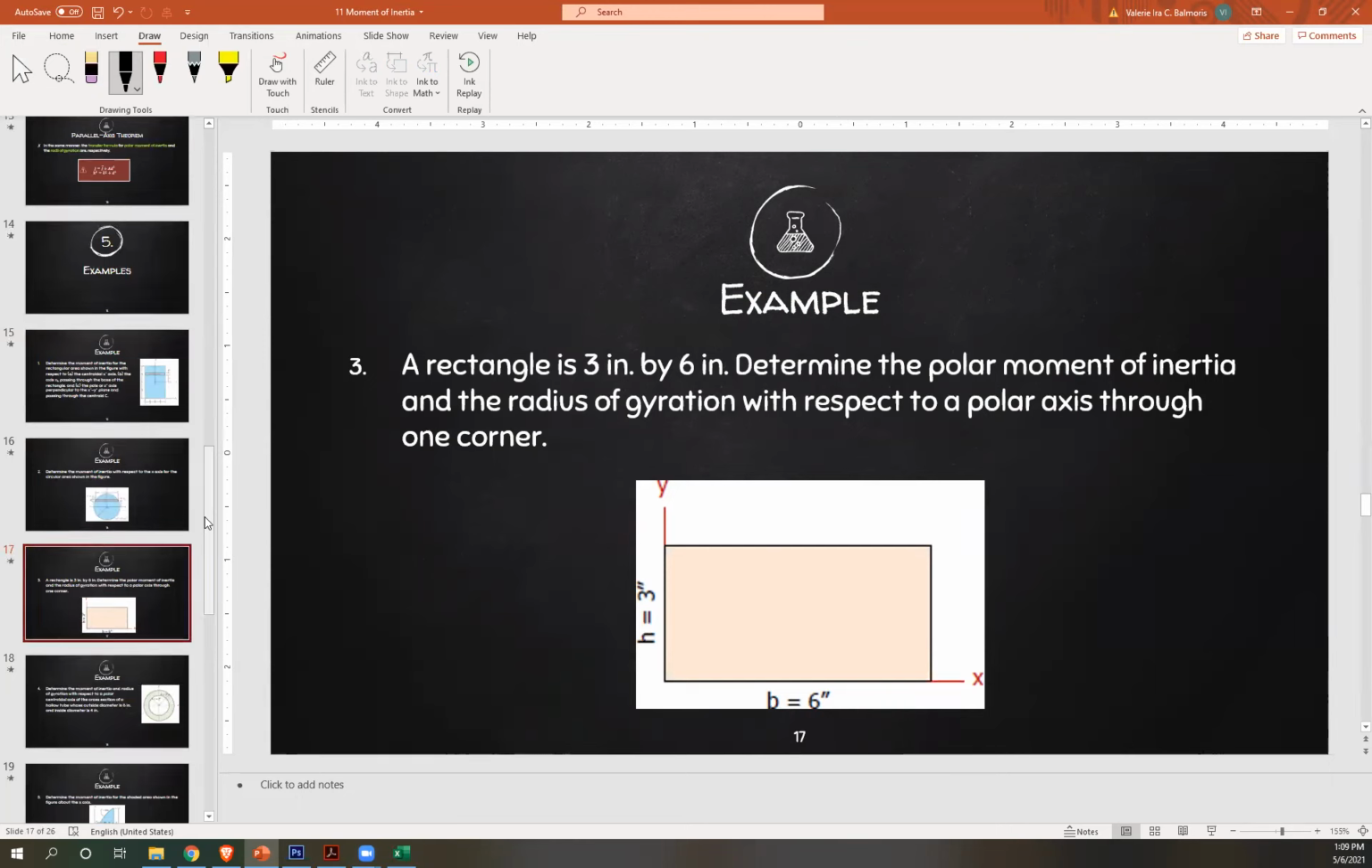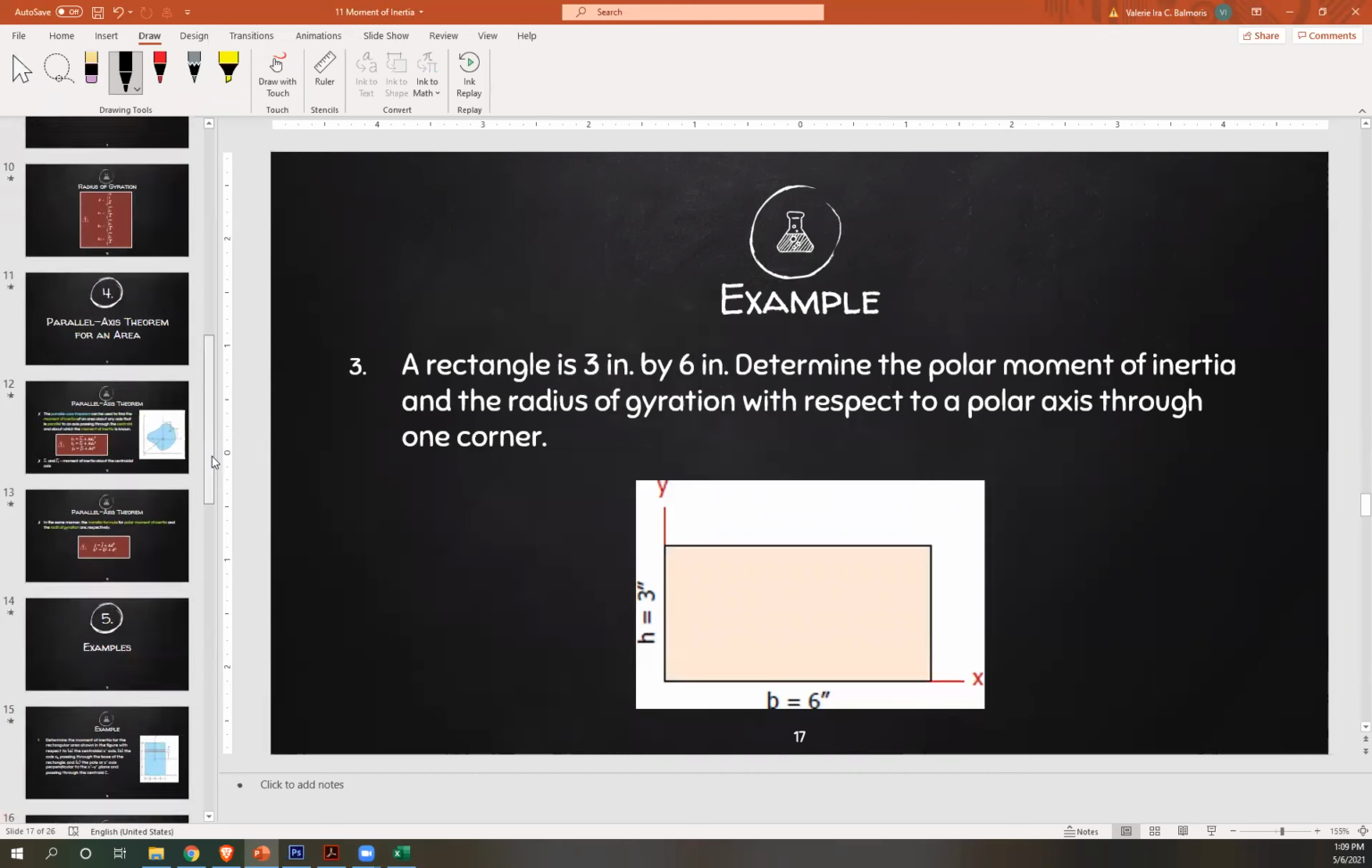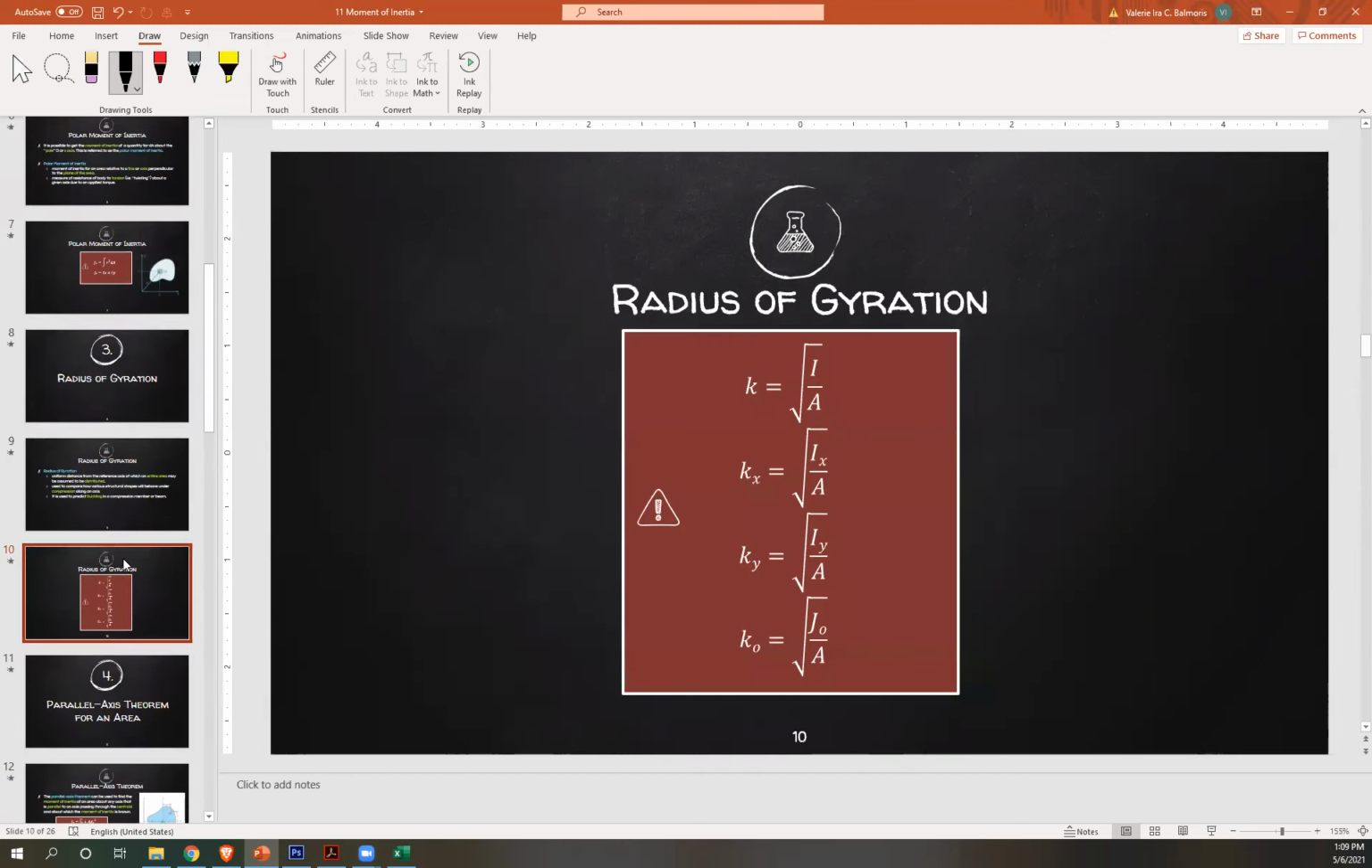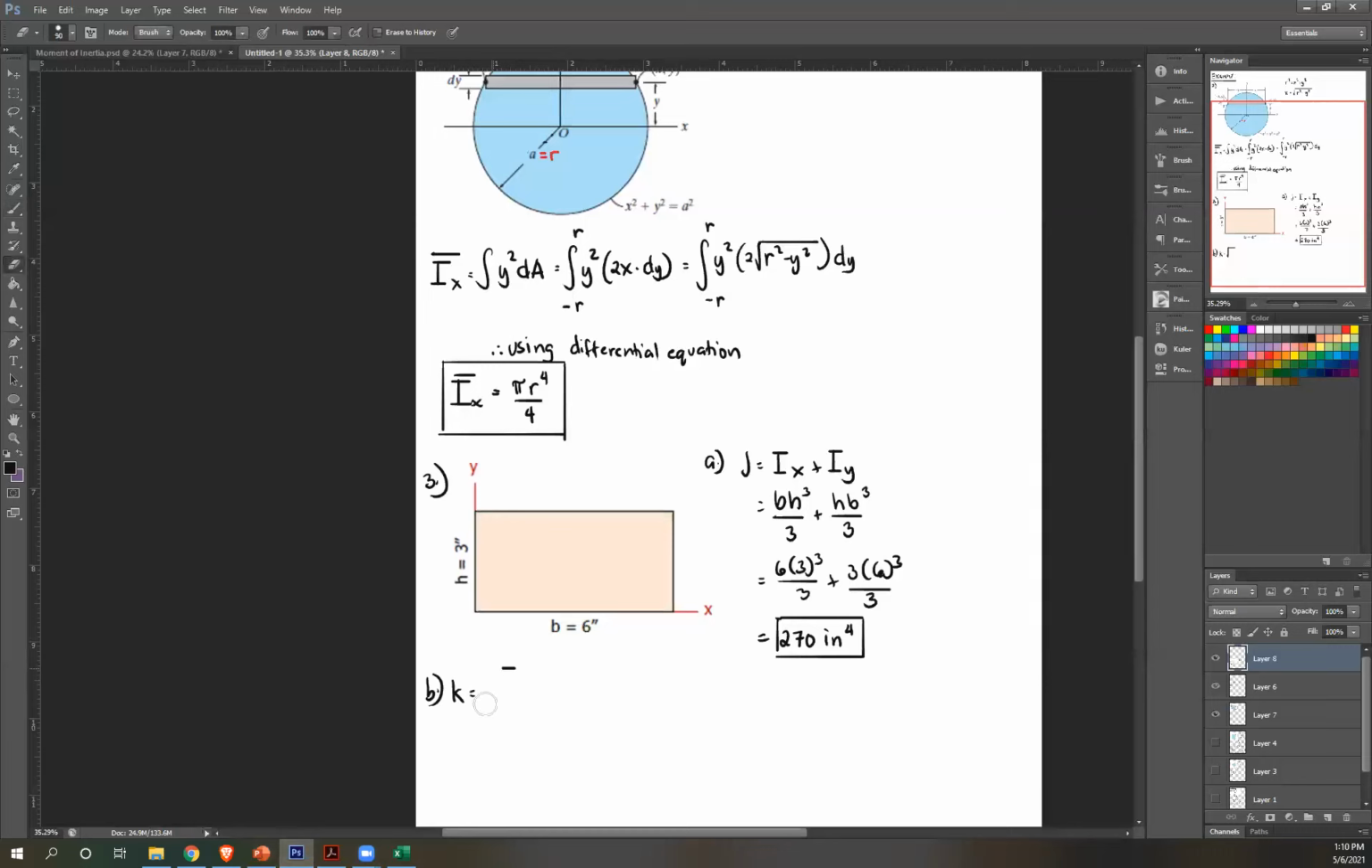So, where was I? Radius of gyration. Let's look for an equation. These are our equations. However, the problem states we're taking radius of gyration by a polar axis. So this is the equation that we'll use. Square root of J over A. We know J, that's 240. Square root of 240, and then area is just the area of your shape, your figure. This is just a rectangle, so base times height, 6 times 3. Please solve. What's the answer?